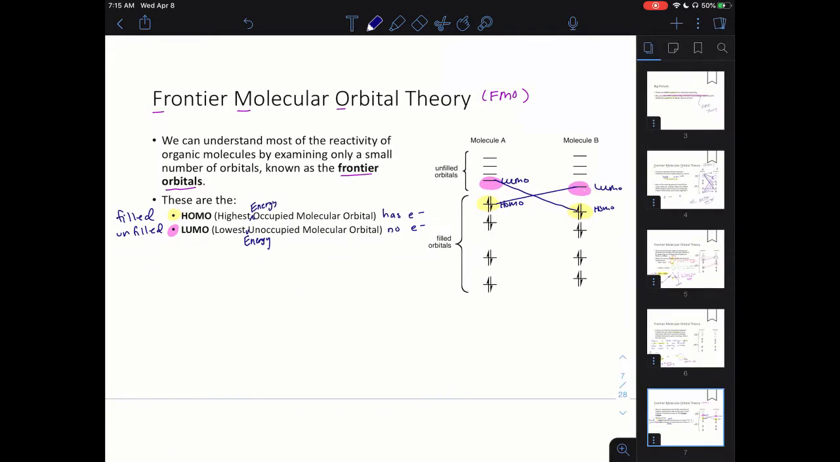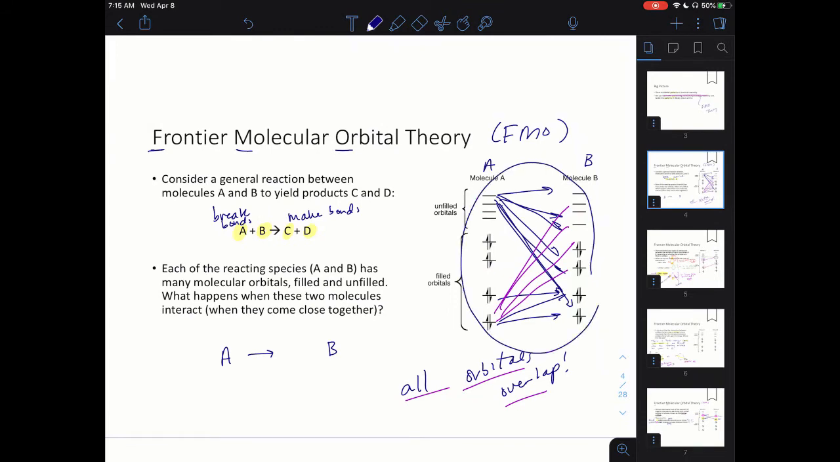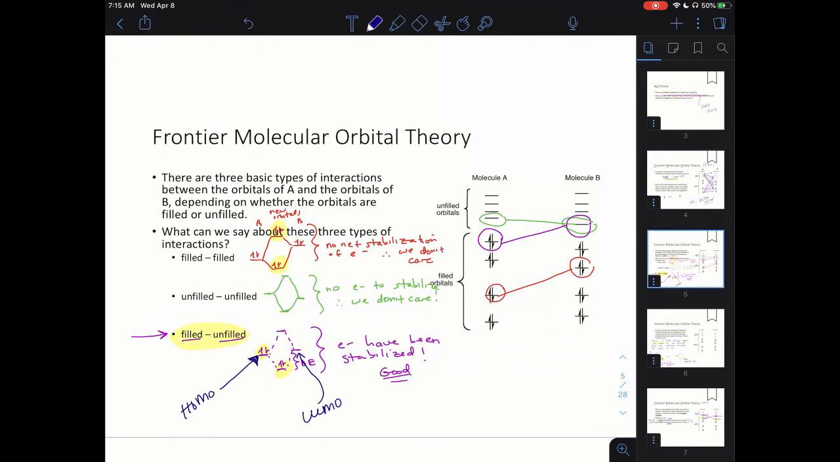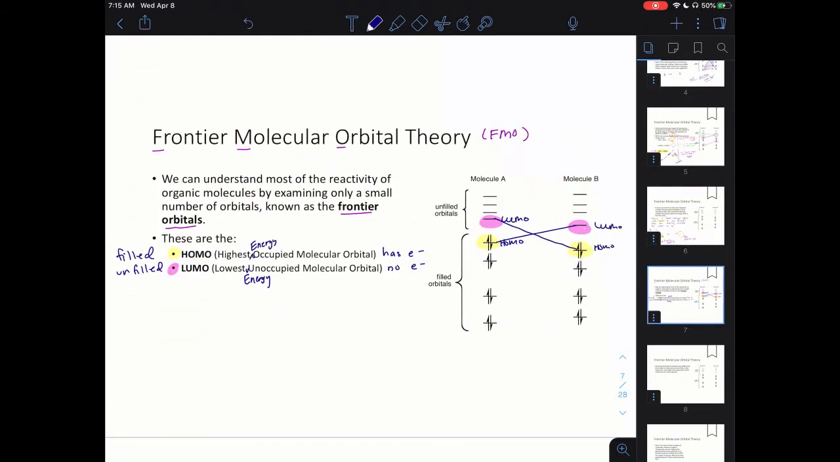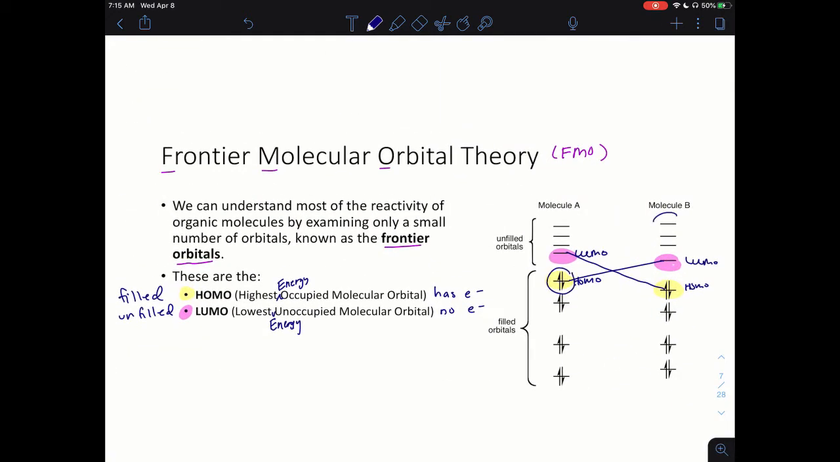So we've cut down having to think about all of these, and I didn't even draw all the interactions between the orbitals. We said, no, wait, only the filled-unfilled are important. And then we could narrow it down again by saying, okay, we get the best overlap when orbitals are close in energy. So we don't have to worry about how this orbital interacts with this one because they're far apart. All we need to worry about is how it interacts with this one, the lowest energy empty orbital. So we're in really good shape now. We've narrowed our analysis down to two interactions.